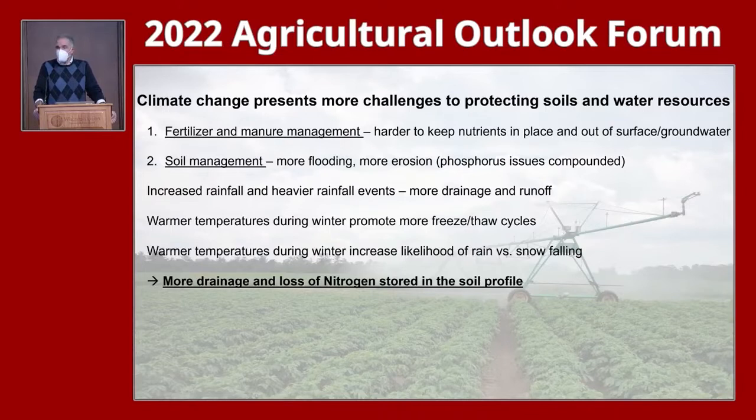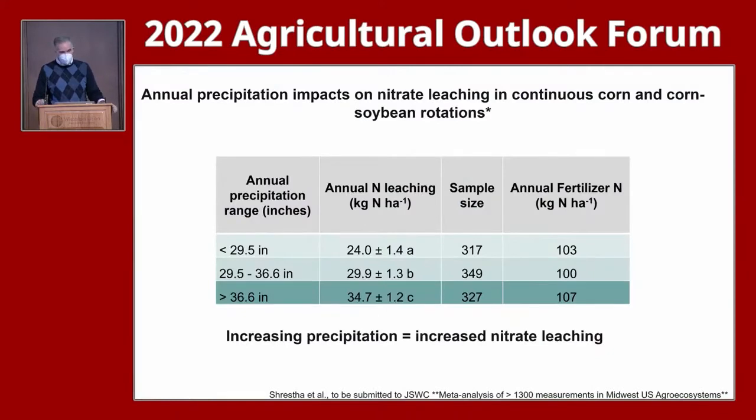Soil management is also significantly challenged. With more flooding, we have more erosion. That also compounds phosphorus as it moves in sediment form. So increased rainfall and heavier rainfall events lead to more drainage, more runoff. Warmer temperatures during winter can promote freeze-thaw cycles, which allow for more water to actually infiltrate through the soil. And if you think about warming during wintertime in Wisconsin, the probability of a precipitation event falling as rain versus snow starts to increase also. And so we end up with more drainage and loss of nitrogen stored in that profile.